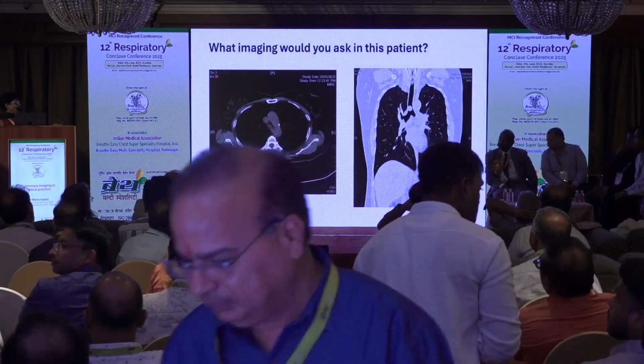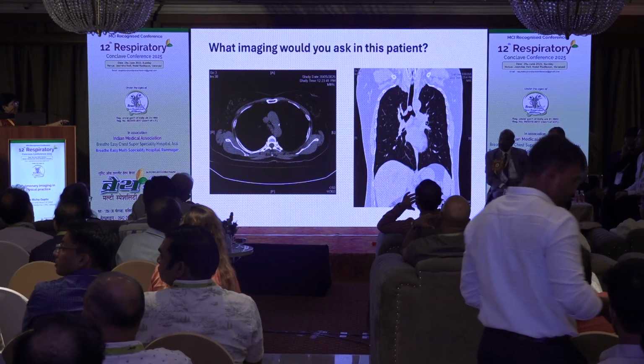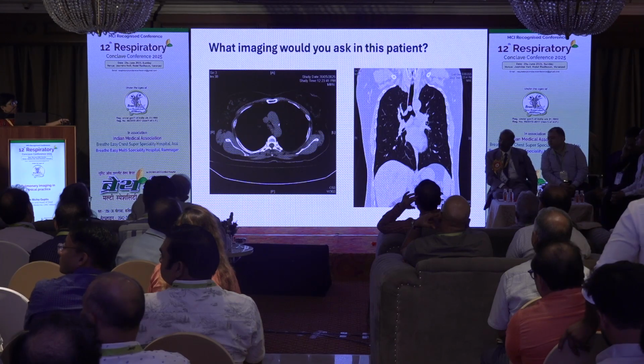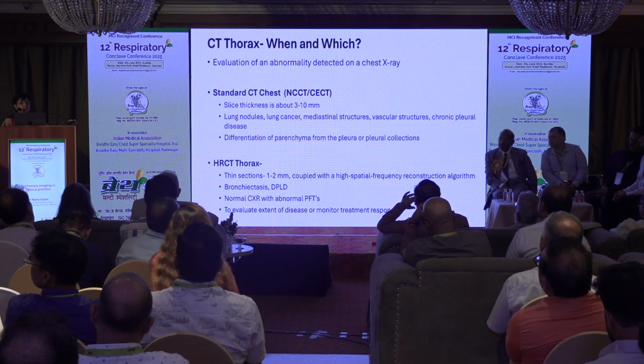Now, if that is the case, what is the imaging you are going to do? You would like to do a CT scan. So that is how the CT scan scores. So this was the CT scan for the patient, and we can say there is a large endotracheal lesion, and on coronal sections also you can see there is a lesion. So what does CT actually do? Any abnormality detected on a chest X-ray where there is a doubt, you do a CT scan.